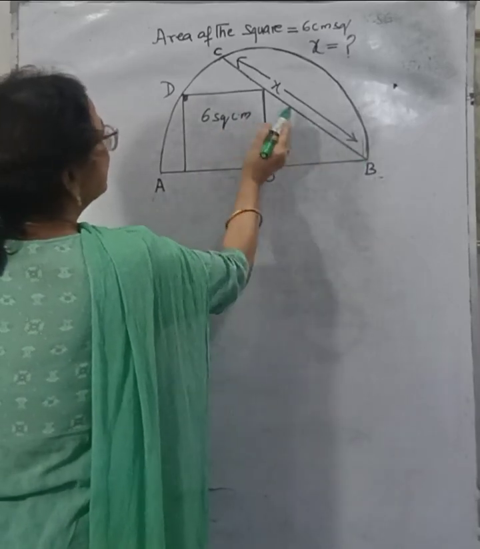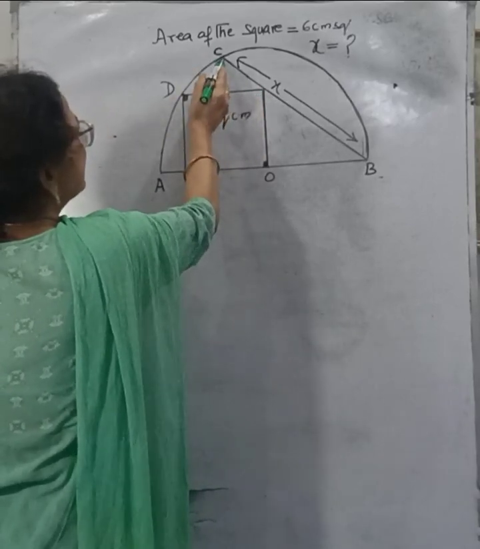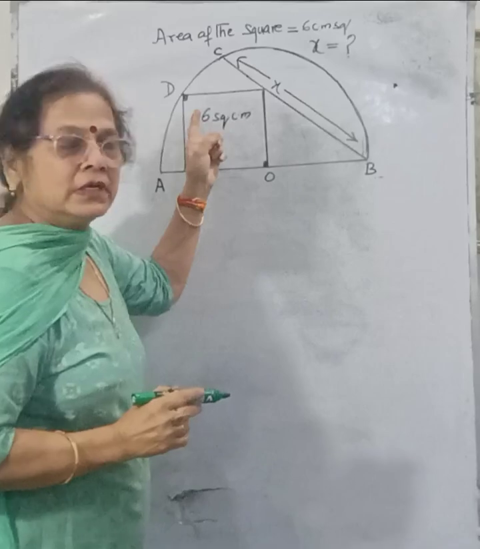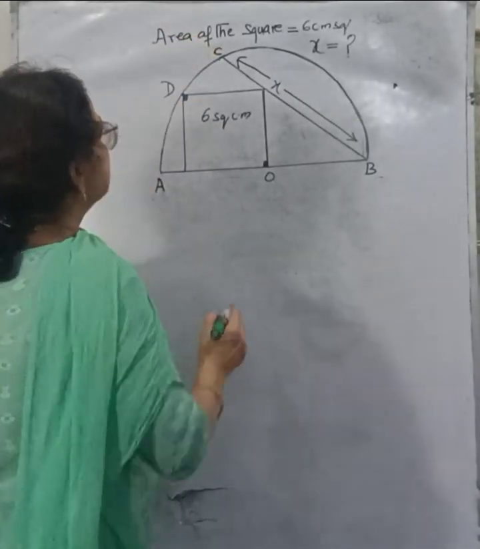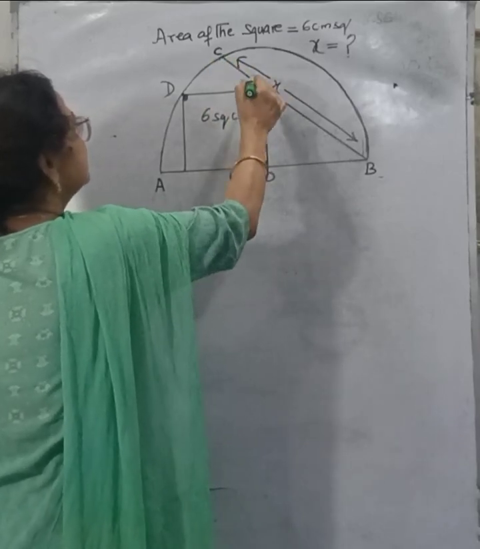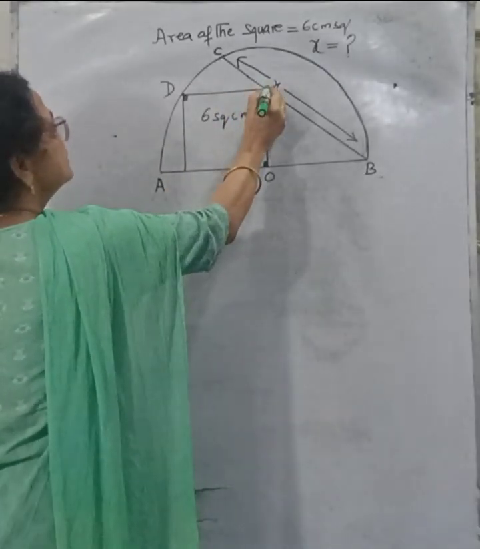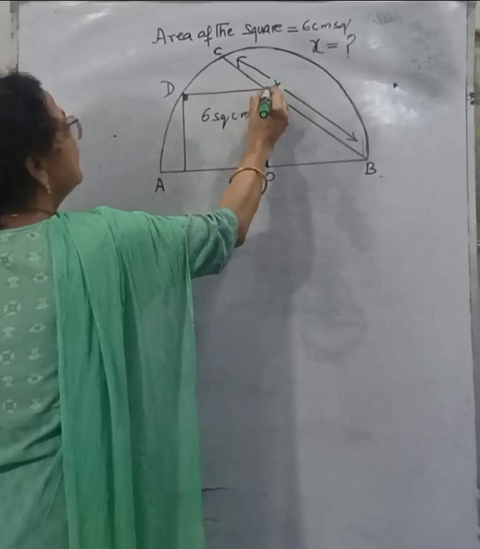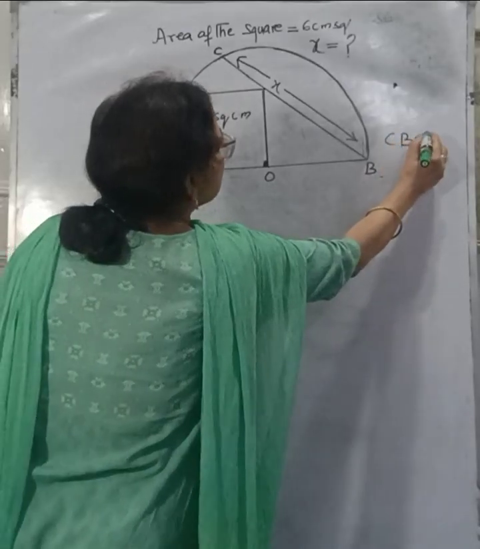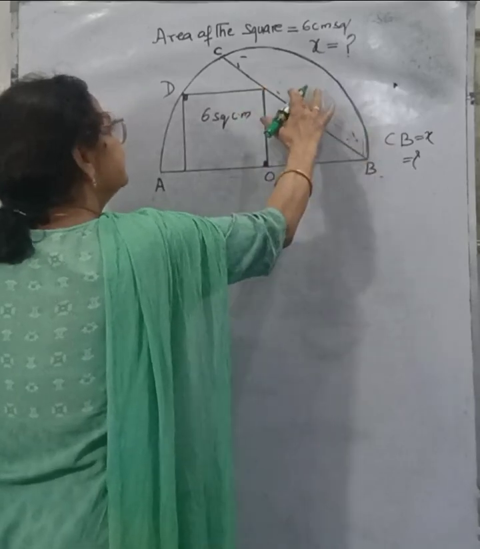Started from B, passing through the edge of the square and touching the circumference at C. This CB is the chord of this semicircle, touching the square at this corner. Let us suppose this is named E. Okay, and this is the length CB equal to X. This is to be found. This is the length to be found.